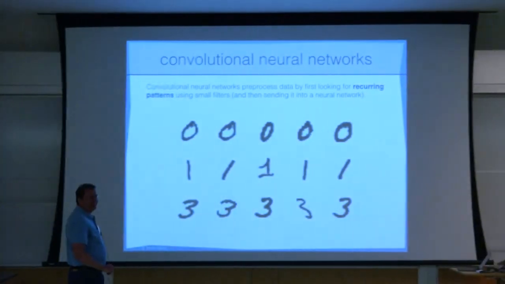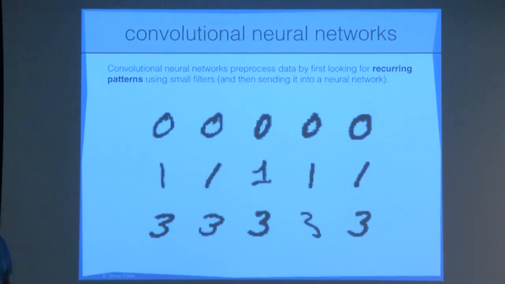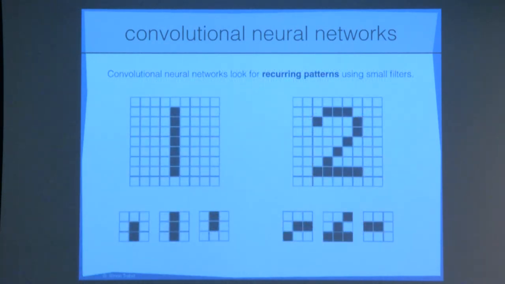So let's understand the pre-processing. Let's understand why we can do digit recognition so much better. Here's a couple of digits, and you see the variation in people writing ones, threes, zeros. So how can you improve on this? It's called convolutional neural networks. What they will do is look for recurring patterns, or so-called filters. You will see that a 1 is just made out of very basic elements, and a 2 has some other elements.